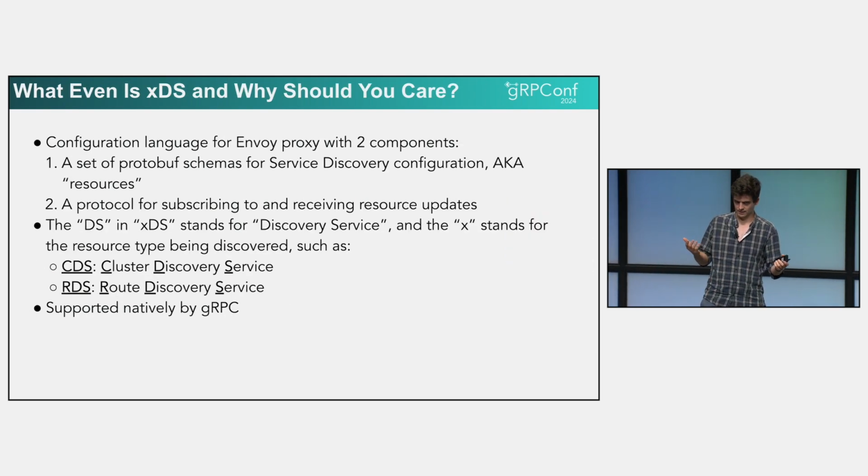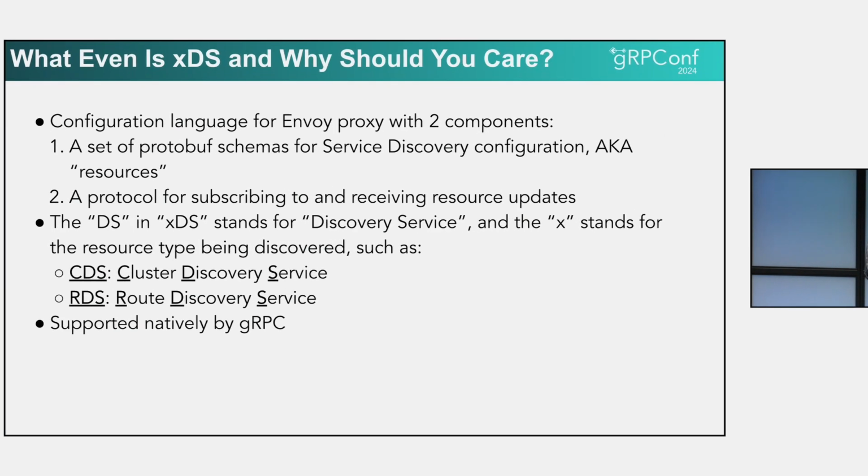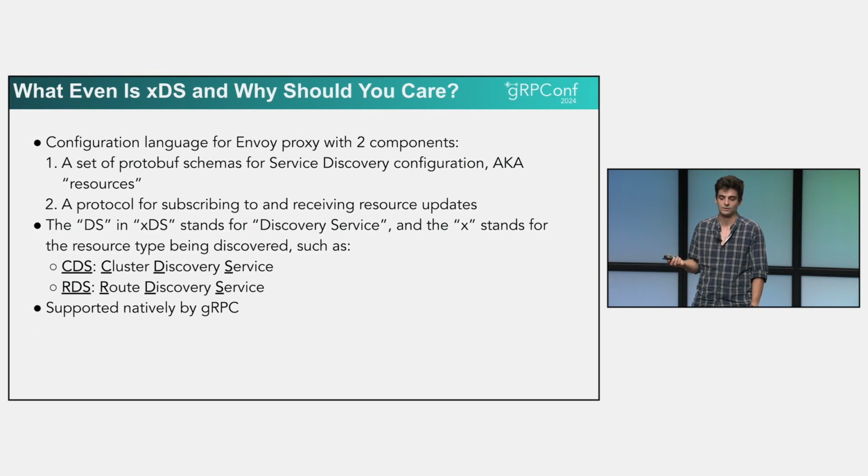So what even is xDS anyway? It's probably a term you've heard a couple of times today, but what it is, is the configuration for Envoy. And it has two components. It's a set of proto schemas which define the service discovery configuration, otherwise known as resources, and a protocol for subscribing to and then receiving updates on those resources. A little bit more terminology. The DS in xDS stands for discovery service, and the x stands for the resource type that's being discovered. So CDS stands for cluster discovery service, and RDS is route discovery service.